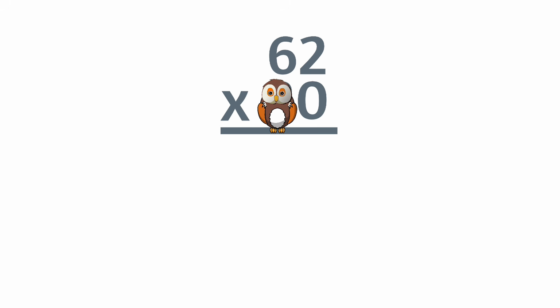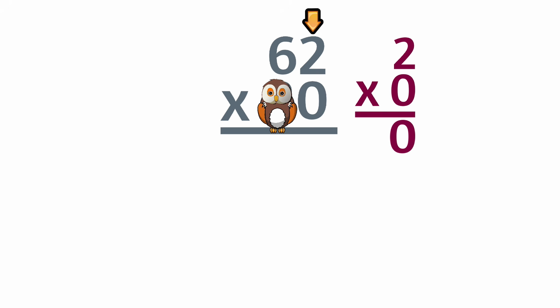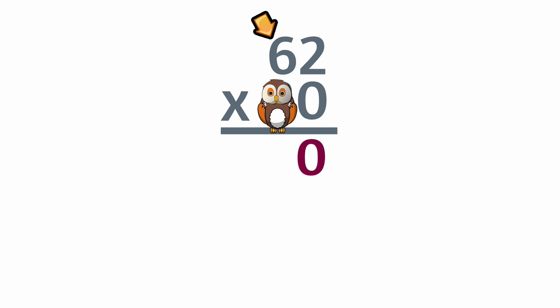After covering that up, we multiply the ones. What is 2 times 0? 0. Yes. If you multiply any number times 0, the answer is 0. We'll put the 0 down here below the ones. Next, we multiply the tens. What is 6 times 0?